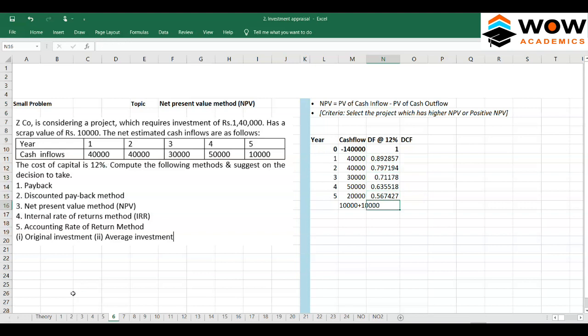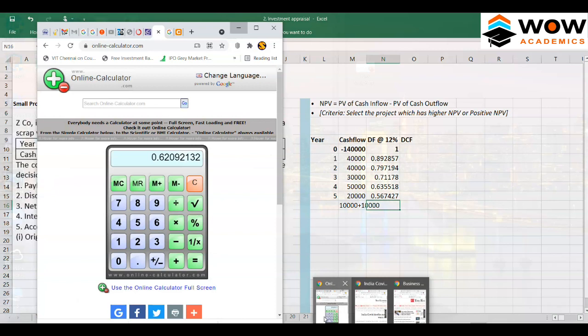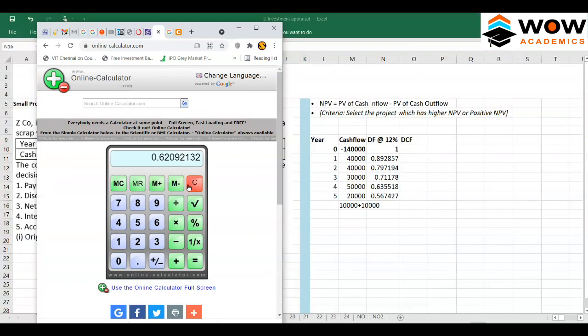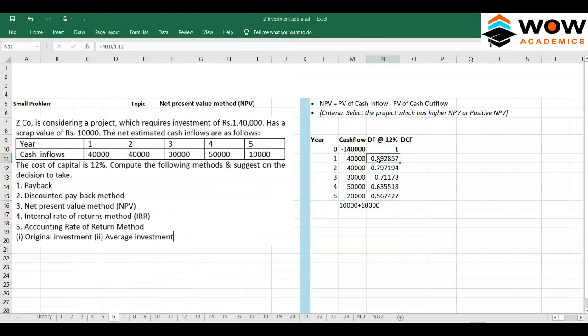So an alternative approach we have already seen. I will just show you once more. Use the calculator. So calculator would be 1 divided by 1.12. So if I press first time, it is first year discount factor. This is second year discount factor, third year discount factor, fourth year, and fifth year. Okay, so that's about the discount factor here.